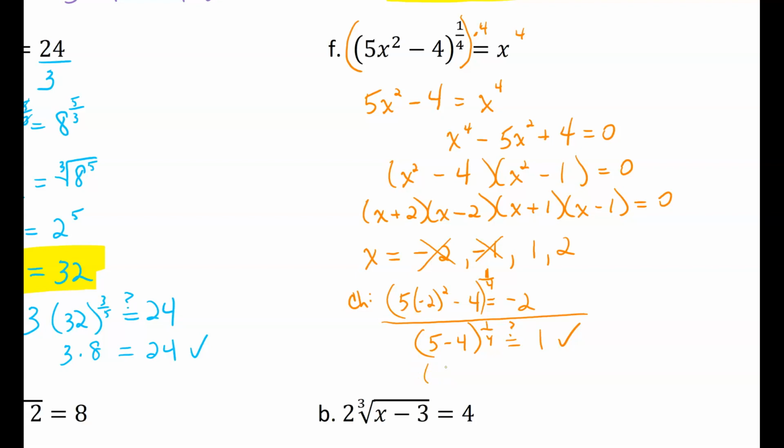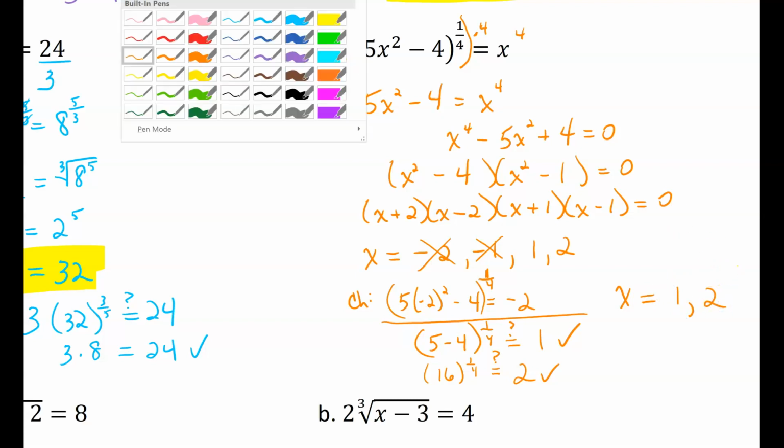And now I'll try 2. I have 2 squared is 4 times 5 is 20. 20 minus 4 is 16 raised to the 1/4. And does that equal 2? The 4th root of 16 is indeed 2, so this one checks. And so we do have 2 solutions for this one, +1 and +2.